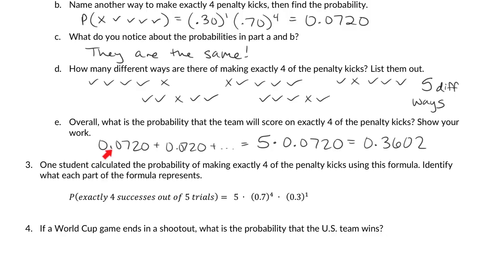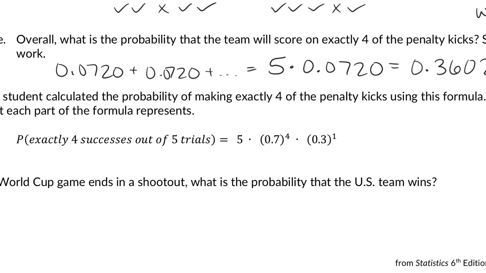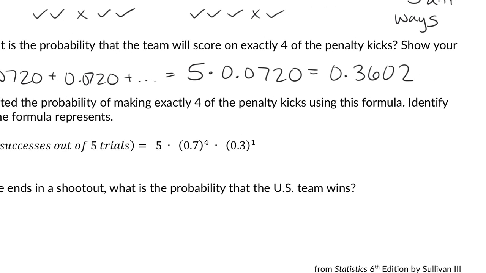Now, one student calculated the probability of making exactly 4 of the penalty kicks using this formula below. And I want you to trust me on this. So before we do anything else, can you type this into your calculator? 5 times 0.70 to the 4th times 0.3 to the 1st. What did you get when you typed that in? It should be 0.3602, correct? That's exactly what we got when we went through this whole long process to find out this probability.